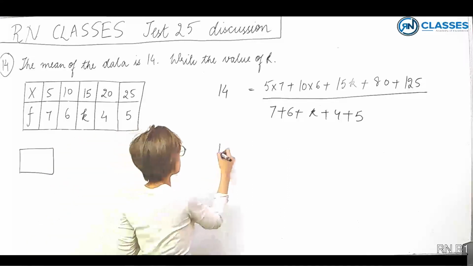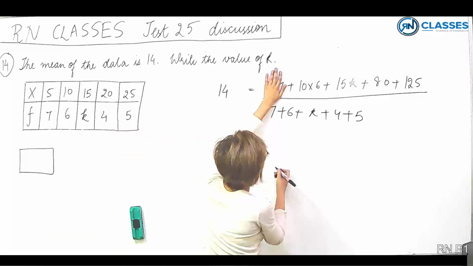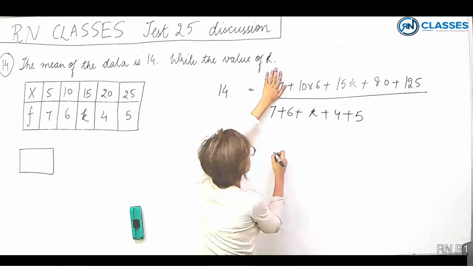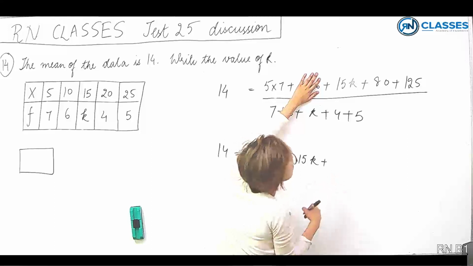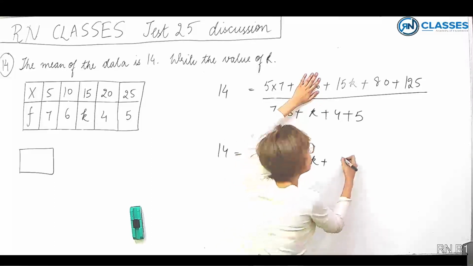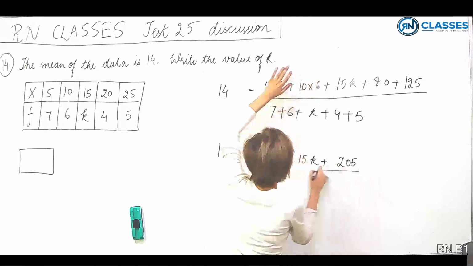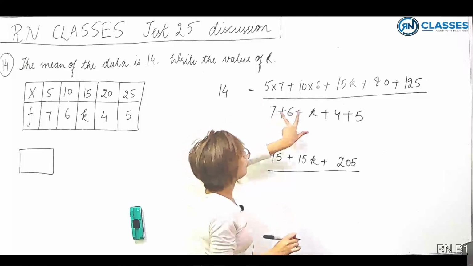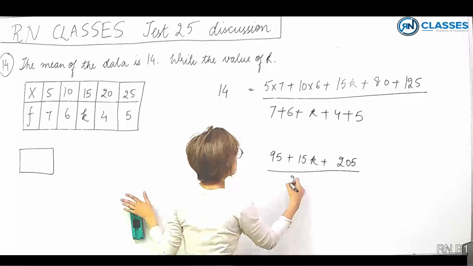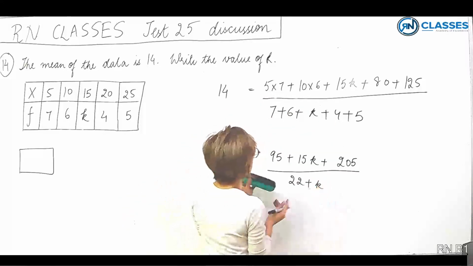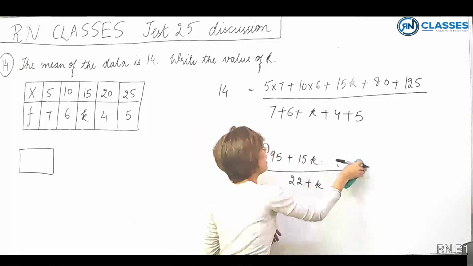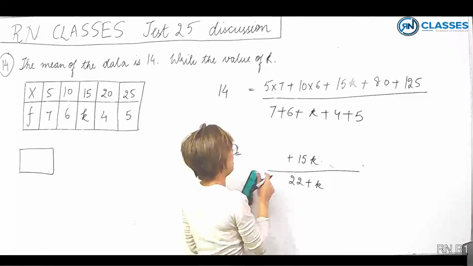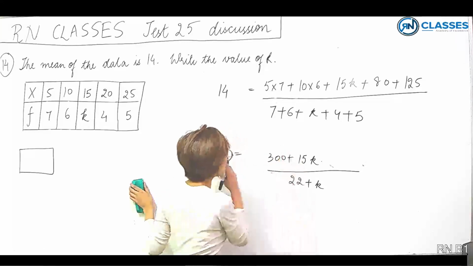So, let's see. 14 is equal to, now this is 35, 35 plus 60, that is 95, 95 plus 15k plus 205. Whole divided by, now this is 13, 13 plus 9, that is 22, so 22 plus k. 95 plus 205, that is 300. It's a nice number. How cool.